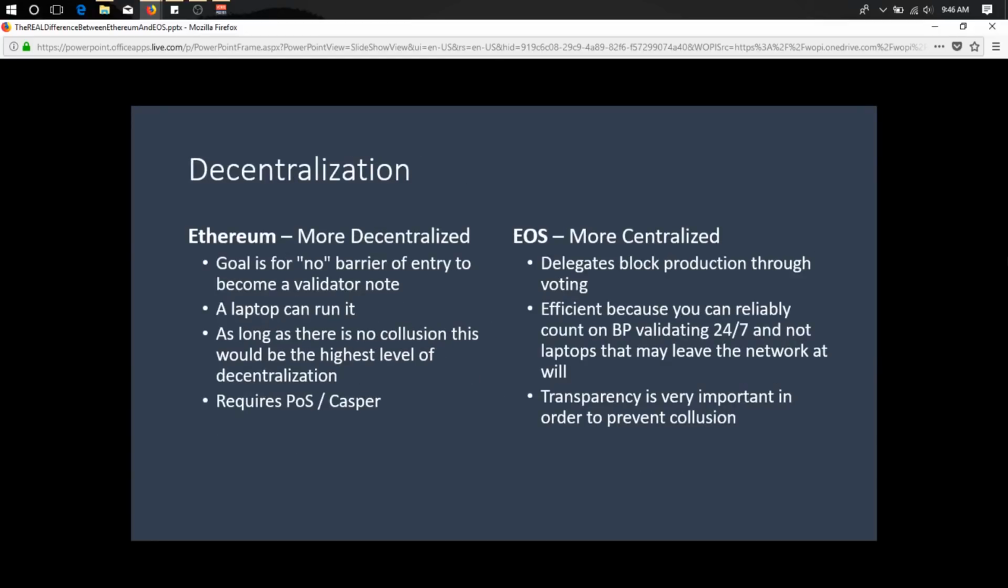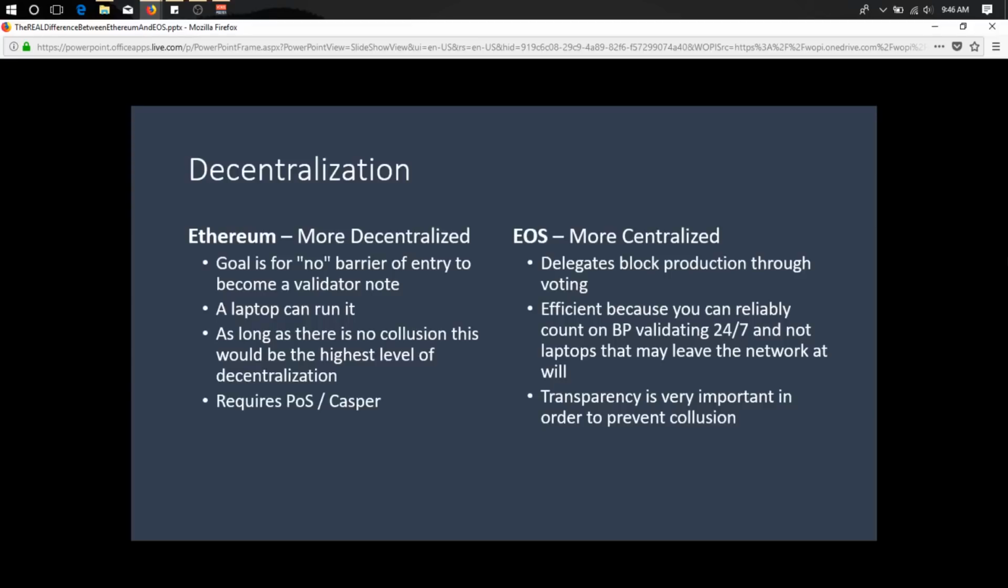Due to the consensus algorithms we just mentioned, one might conclude that Ethereum is more decentralized and EOS is in fact more centralized. The reasoning for this is as follows. The goal of Ethereum is to have no barrier of entry to become a validator node. Even laptops should be able to run it, and ASICs give no advantage. This could be considered the highest level of decentralization as long as there is no collusion. This requires Casper and switching to proof of stake.